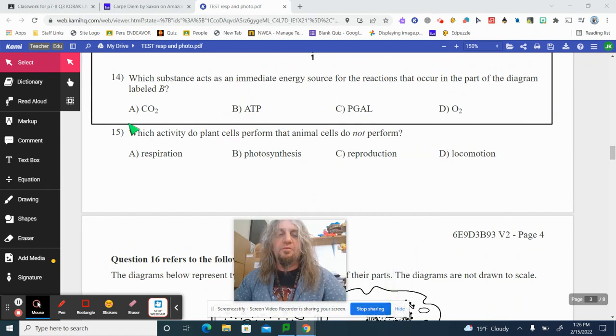Question 15. Which activity do plant cells perform that animal cells do not perform? Is it A, respiration, B, photosynthesis, C, reproduction, or D, locomotion?